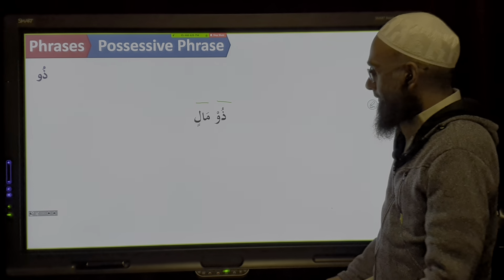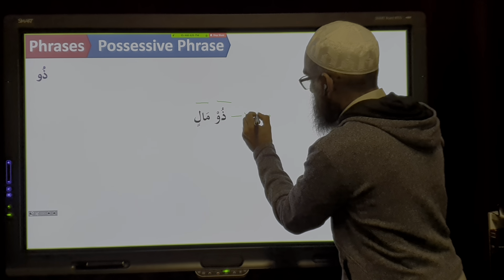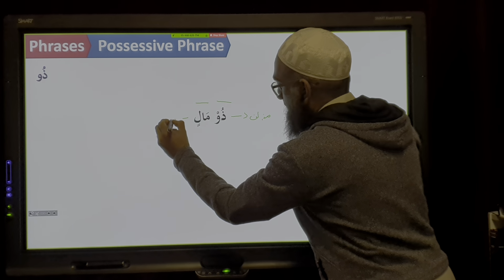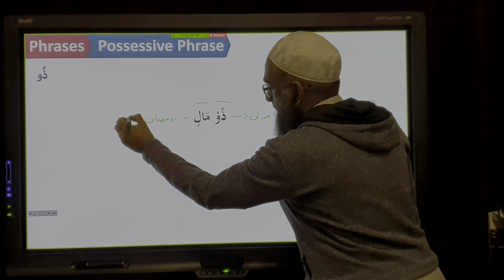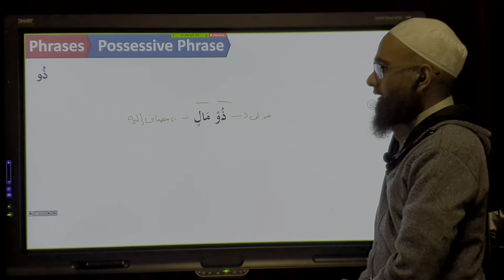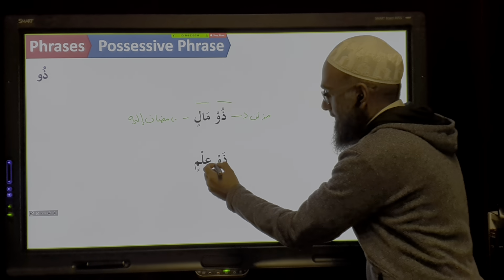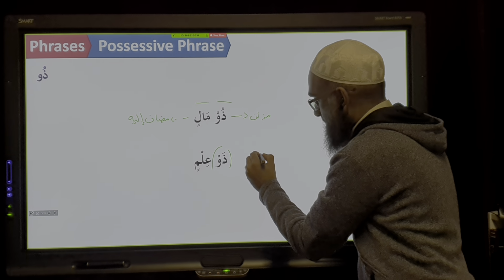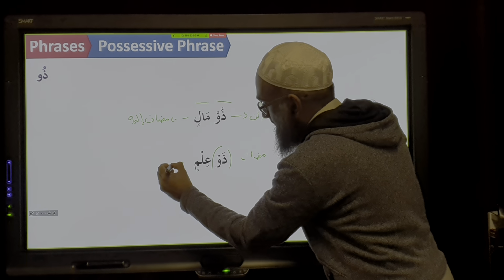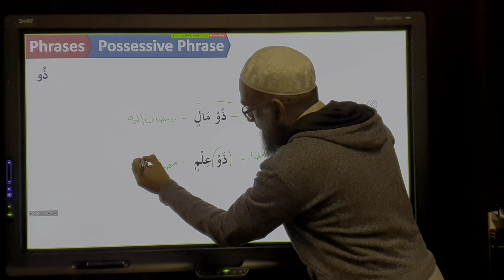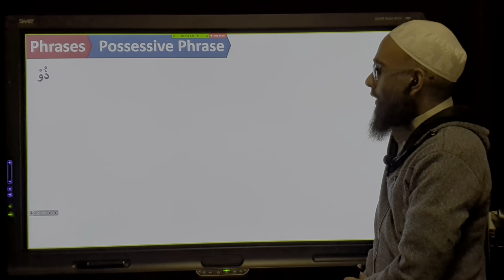So what happens? The word dhu is mudaf, and mal is mudafun ilayhi. You have mudafun and you have mudafun ilayhi. Similarly, dhu becomes the mudaf, it's always mudaf, and ilm becomes the mudafun ilayhi. Okay, what does this show?